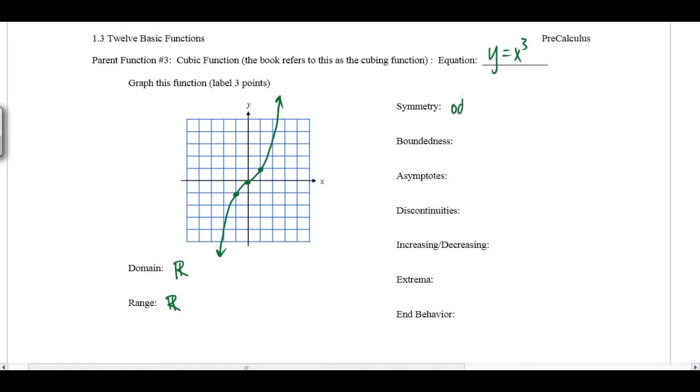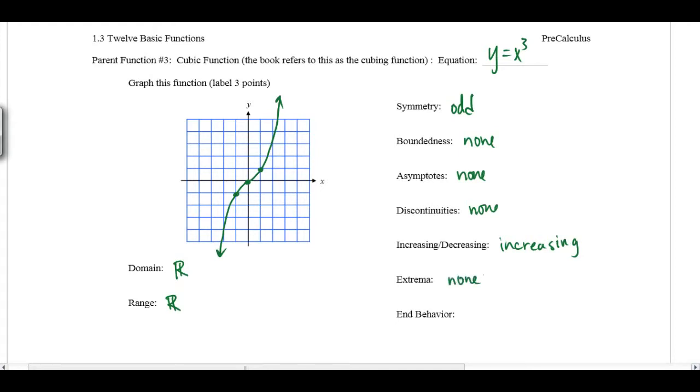Symmetry, this is an odd function because it looks like it's rotated over the origin. Boundedness, it has none. Asymptotes, none. Discontinuities, none. It is increasing over its entire domain. So this is an increasing function. You could say over the entire domain, or just call it increasing. And extrema, it has none.